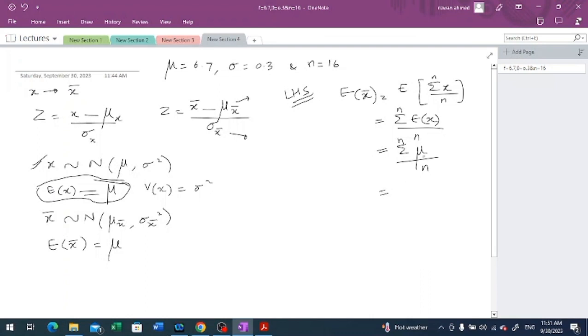Now we can read this as mu added n times, because the summation up to n terms indicates that mu is added n times, and mu added n times can be rewritten as n times mu, because if we add mu n times, it is the same as multiplying n by mu. That will give you the same answer. Cancelling these two, we end up with the expected value of x bar equal to mu.